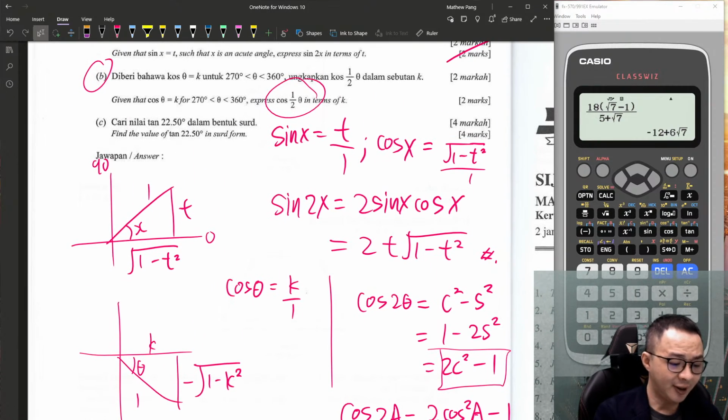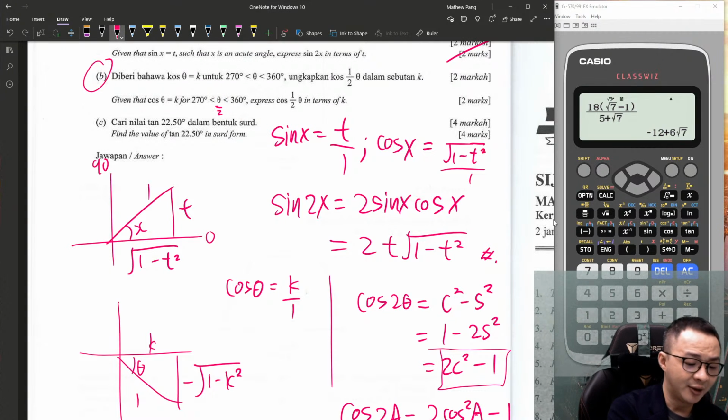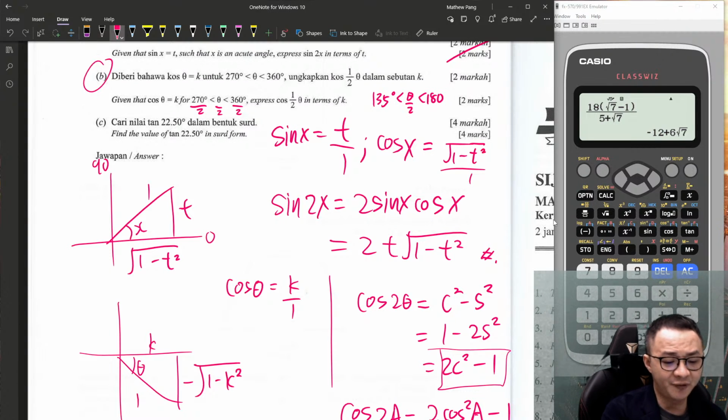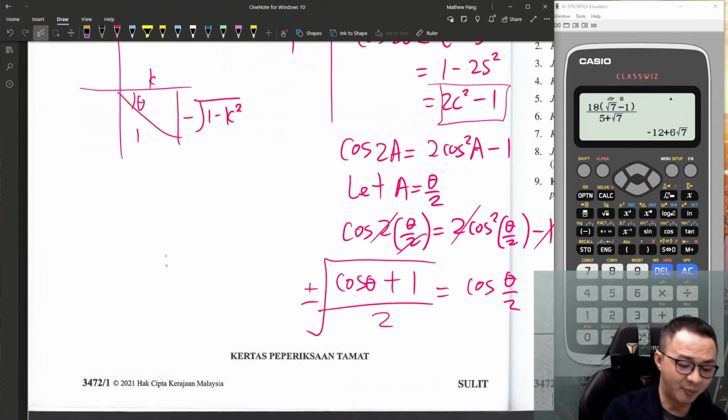So yeah, I can use a range. Because this range is for theta, right? So if I have theta over 2, means what? Both of these need to divide 2. So 270 divided by 2, I get 135. This is theta over 2, right? 360 divided by 2 is 180. Okay, so if cos half angle is at this quadrant, this one is basically the second quadrant, right? 135 to 180. At the second quadrant here, cos should get negative. So I will ignore the positive. I should get negative because of the quadrant.